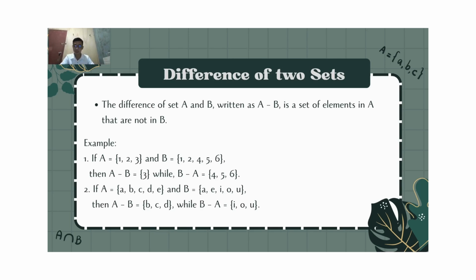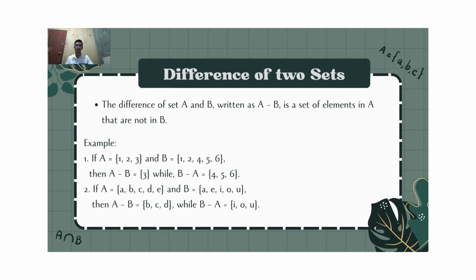For example, example number one, if A is equal to 1, 2, 3, and B is equal to 1, 2, 4, 5, 6, then A difference B, or A minus B, is equal to 3. Kasi nga, yung pagkakaiba ng A sa B, wala siyang 3. So that's the difference. While B minus A is 4, 5, 6, dahil nga, walang 4, 5, 6 ang A. I hope you understand.